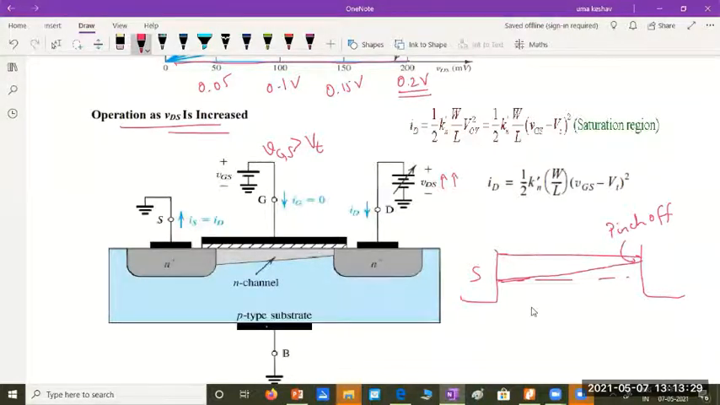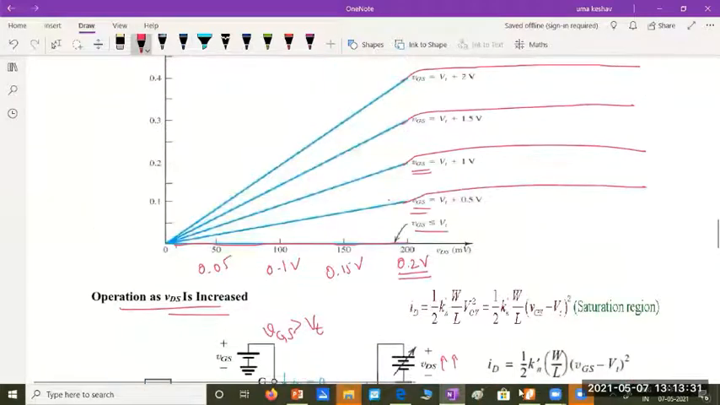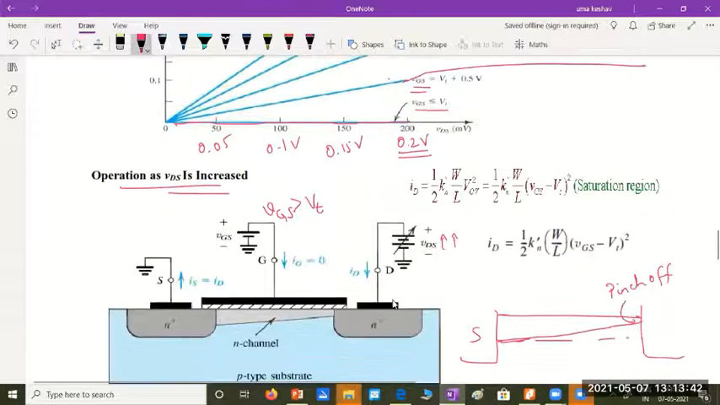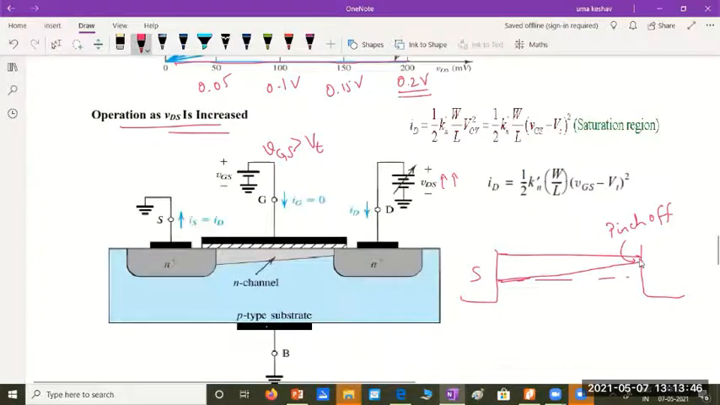It won't change much. There will be a slight change, though I have drawn it as a straight line. Ideally speaking, it will be a small change like this. A small slant will be there, but still we'll say that the drain current reaches its saturation level and its value becomes fixed. That's why we call this channel length modulation, or the shaping of the channel. This happens as the drain source voltage is increased.